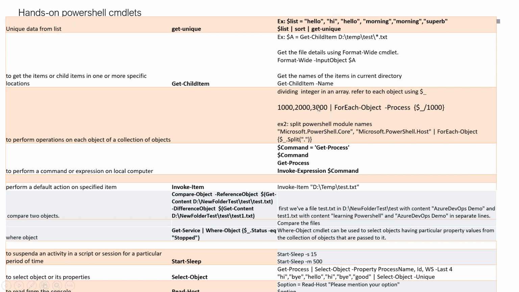So that's where you can use pipe symbols and ForEach-Object and dollar underscore. So we'll execute this and I will show you how it is useful in real time. Okay, and you can split the words using $_.Split actually.